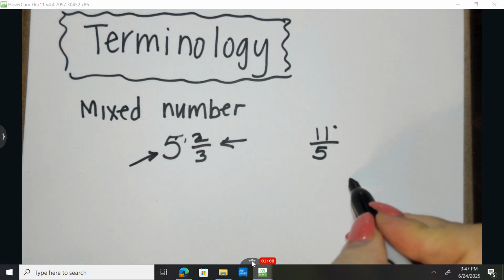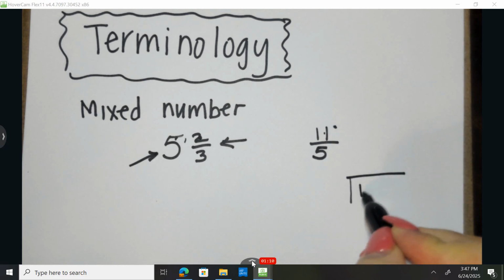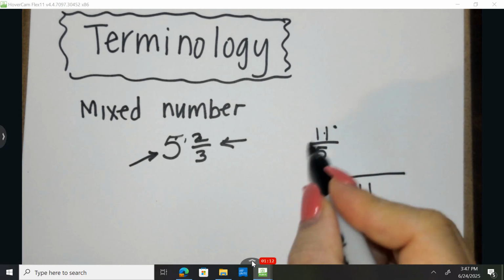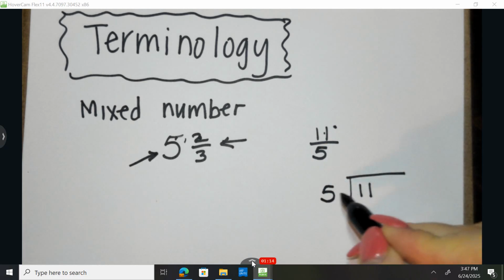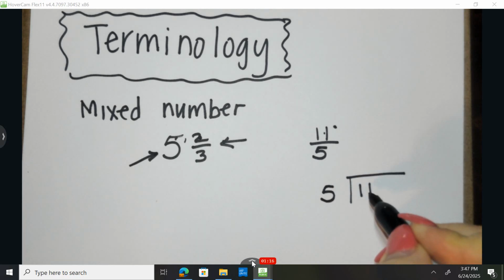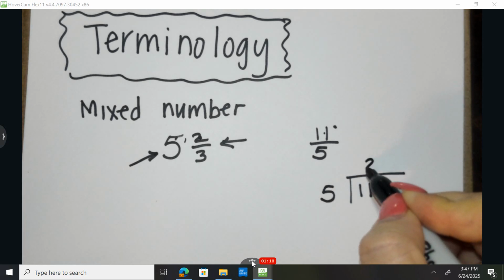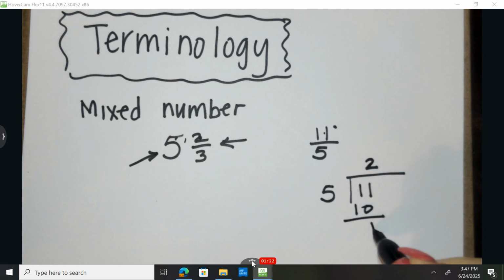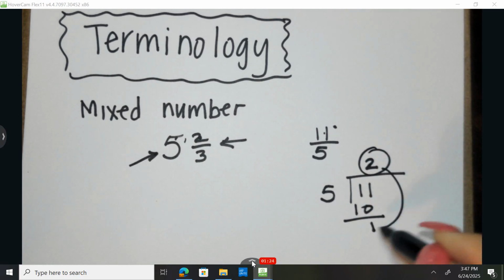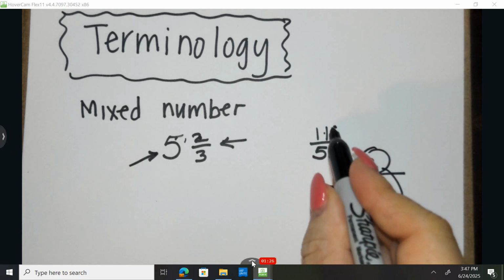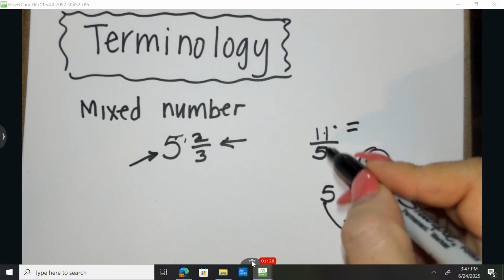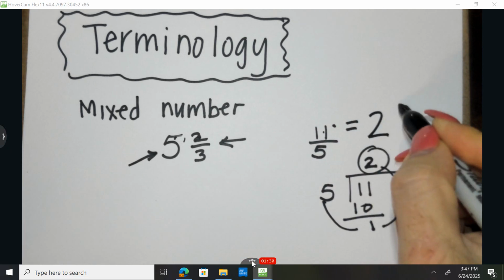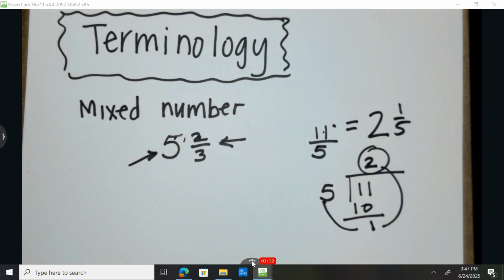Let me quickly do this. The numerator goes inside the division box. The denominator goes on the outside. 5 can fit into 11 without going over a maximum of 2 times. I chose the number, I multiply, and I subtract. And then going clockwise, I can see that I'm able to rewrite 11/5 as 2 and 1/5.